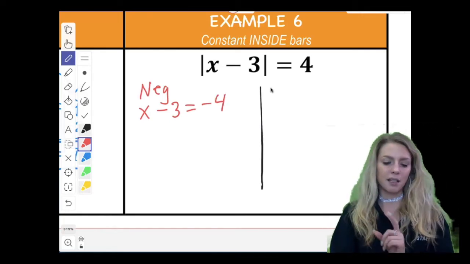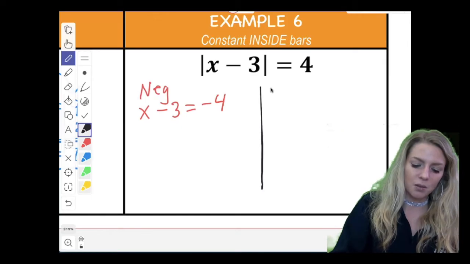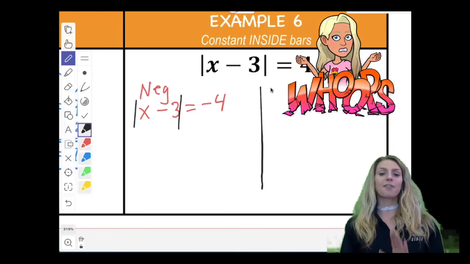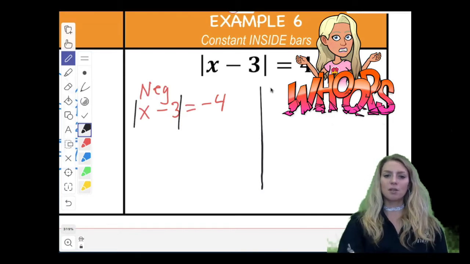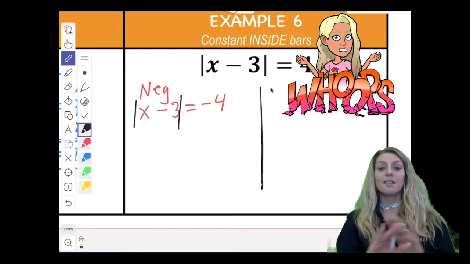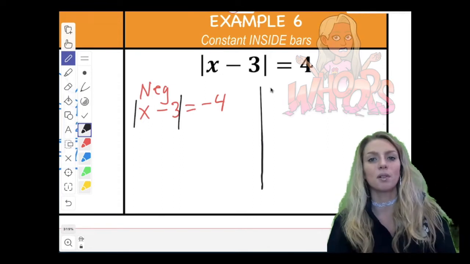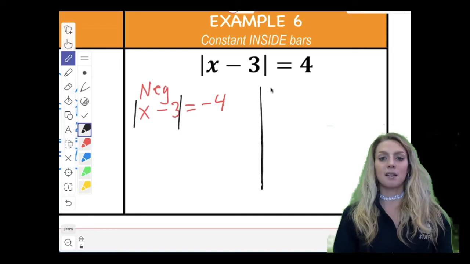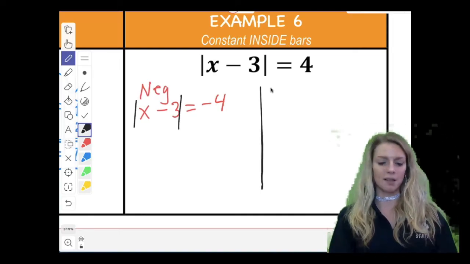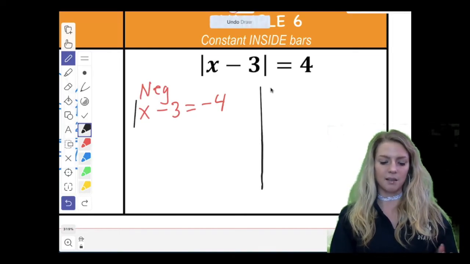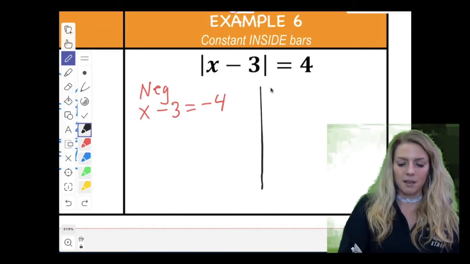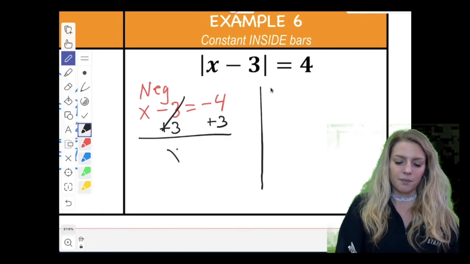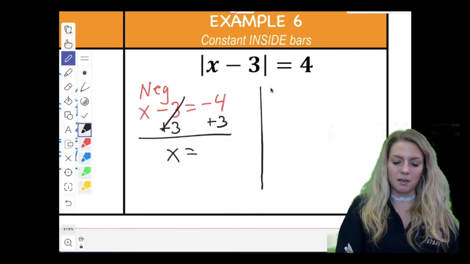A common error here would be people would forget to drop the bars and they would put it like this. And if they did that, you would get no solution, because you can't have nothing outside the bars with a negative total when you're solving absolute value equations. So be careful here. You have to drop your bars every single time. So I'm going to get rid of that and let's just solve it appropriately. I'm going to add 3 to both sides. And my answer is negative 1.